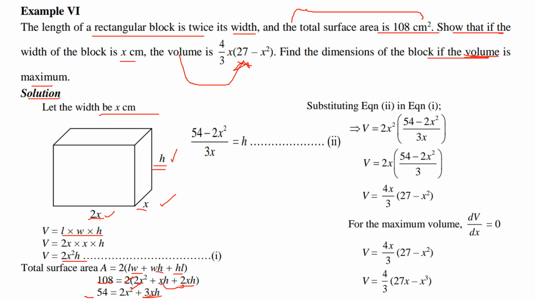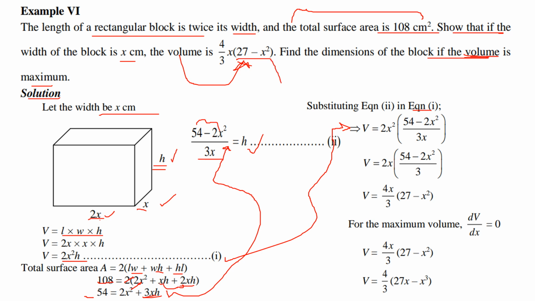So substituting equation 2 into equation 1, we make h the subject from this expression. So making h the subject from this expression, we end up with that. We take 2x squared this side so that it becomes 54 minus 2x squared, and then we divide through by 3x so that we can make h the subject. And then we come back to our expression of finding volume, and then we substitute for h, because what they're telling us to prove here, there is no value of h, so it's what we substitute for.